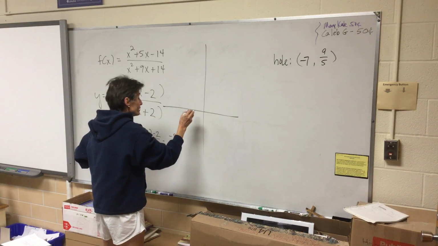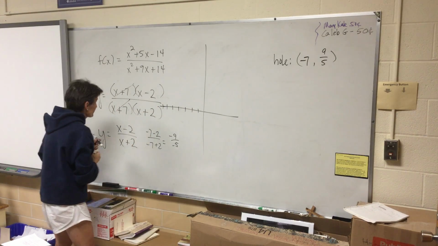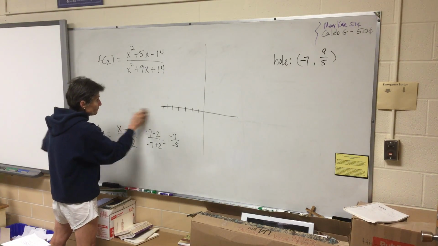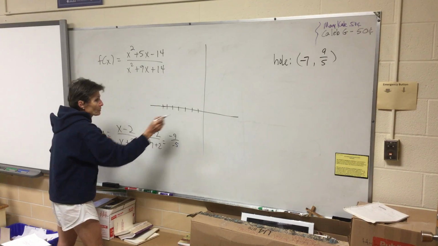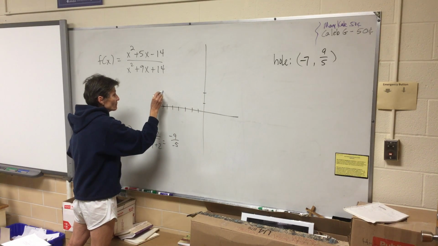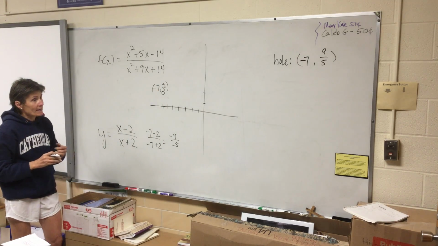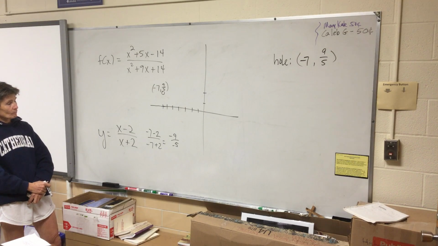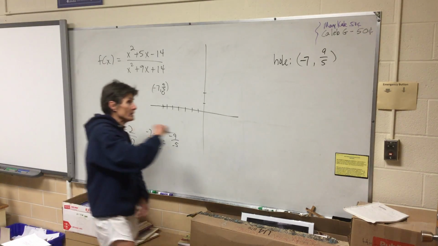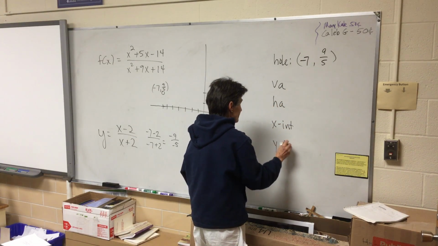And if you wonder where to put that, I don't think I need this anymore, so I'll erase this. If you wonder where to put that, think of 9/5 as 1 4/5. So 9/5 is 1 4/5. All right. Now, in addition to the hole, we need our vertical asymptote, horizontal asymptote, x-intercept, and y-intercept.